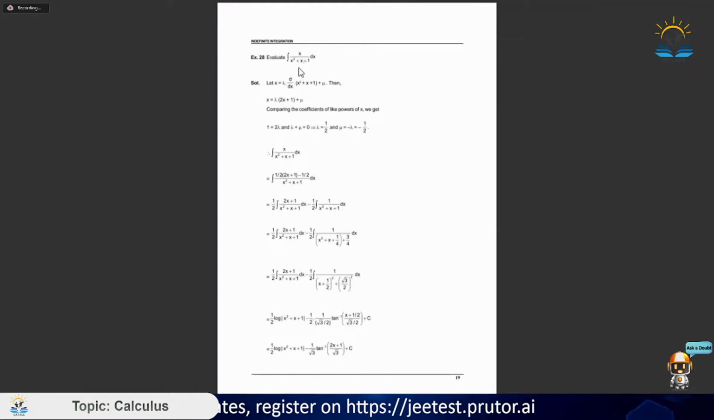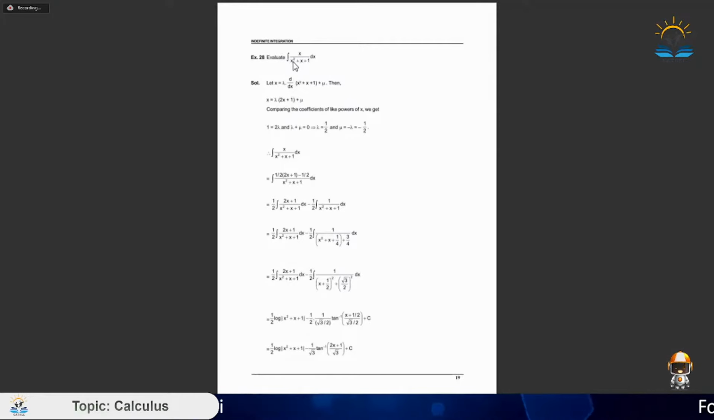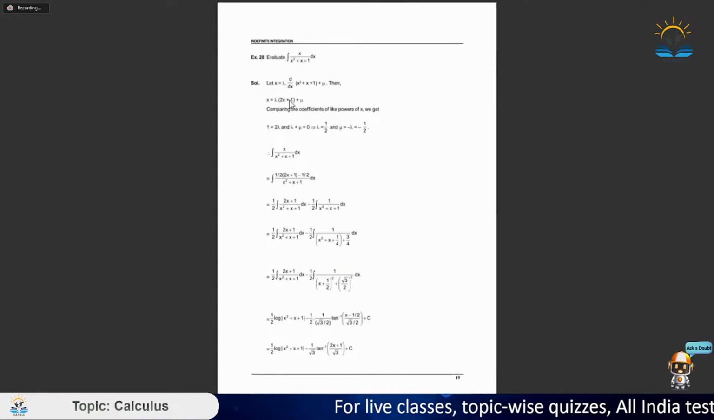So suppose here we have this x square plus x plus 1. First of all we can convert this denominator in a quadratic of the form y square minus a square, or in the form of x square plus a square in another form. But here we have also one more way to solve this.